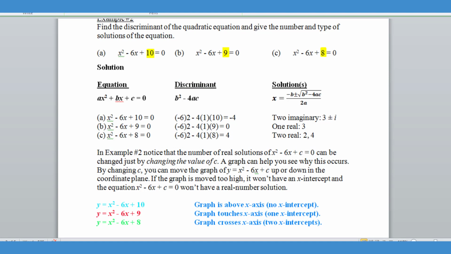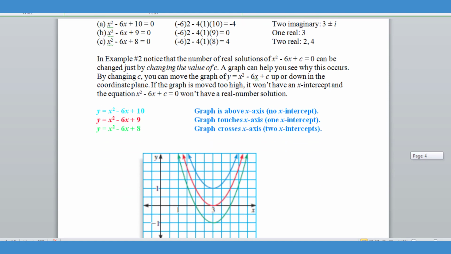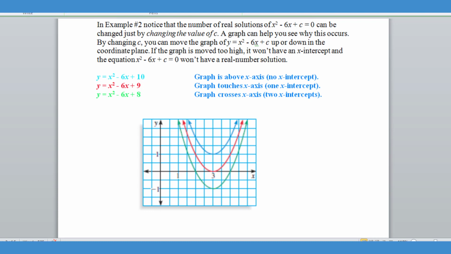Now, something we've talked about before is that the zeros represent the roots, or the types of solutions that we have. Here we can see that the green equation, x squared minus 6x plus 8, crosses the x-axis twice, so it has 2 intercepts, or 2 real solutions. X squared minus 6x plus 9 is a perfect square trinomial, so it only has one solution. And x squared minus 6x plus 10 has no zeros, so this implies it has 2 imaginary solutions. So you can get a visual sense of what the discriminant is telling you as well.